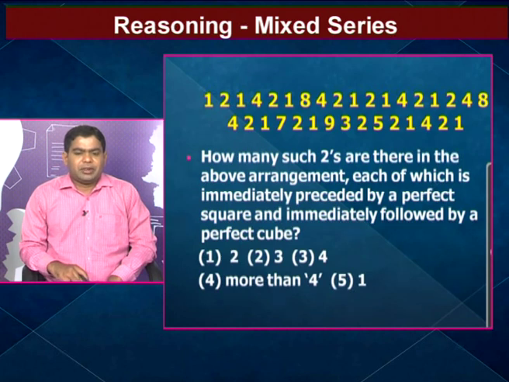So here in the number system, even numbers are there, odd numbers are there, prime numbers are there, perfect squares are there, and perfect cubes are there. Even numbers are 2, 4, 6, 8, 10, that means nothing but the 2 table. Odd numbers are 1, 3, 5, 7, 9, 11 and so on. These are the odd numbers.